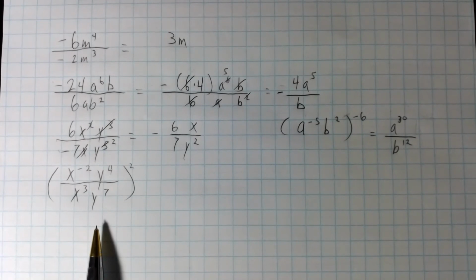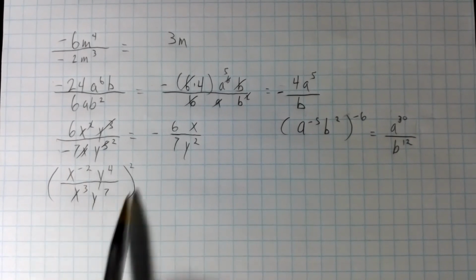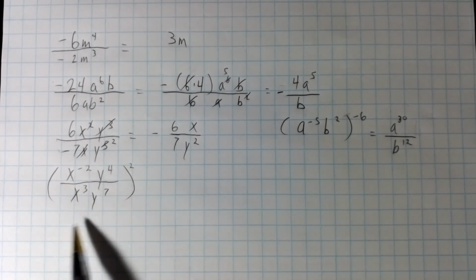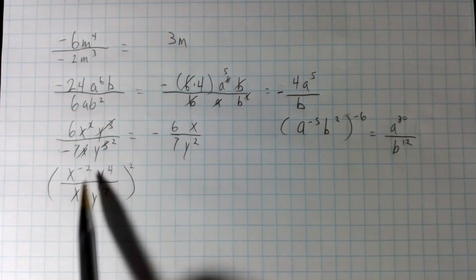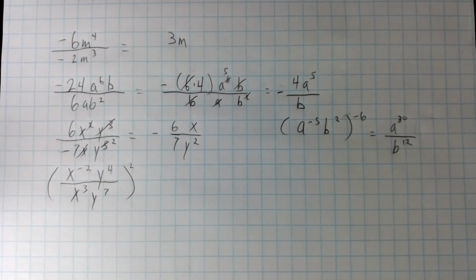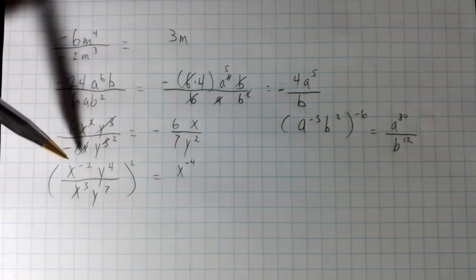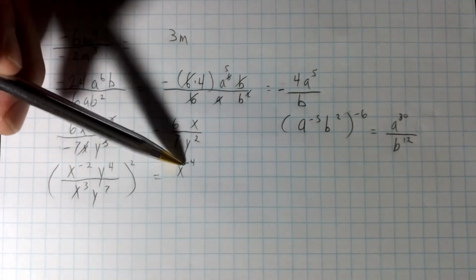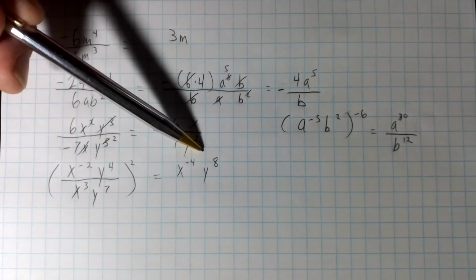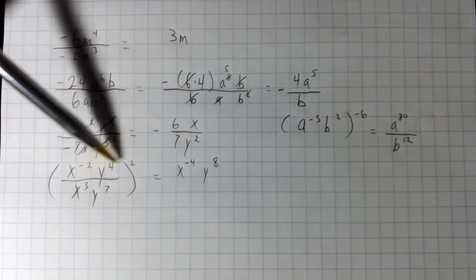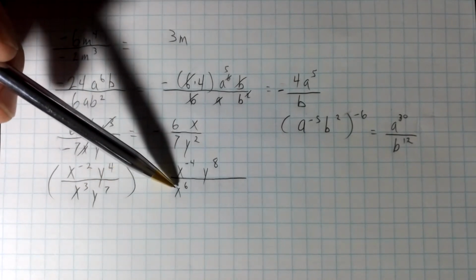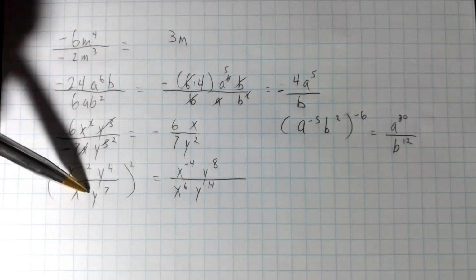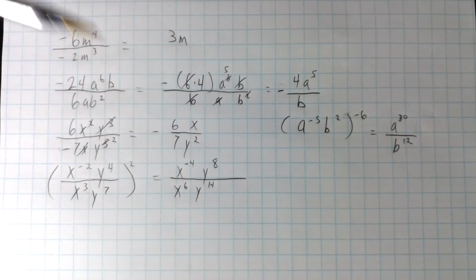Okay, here's a fun one. We have an entire fraction, all of that squared. Remember, whenever you have a fraction with a power to it, the power is going to apply to both the denominator and the numerator. Multiplying the power by my x to the negative 2, I'm going to get x to the negative 4. And then I should get a y to the 8th. This x to the 3rd is going to become an x to the 6th. And our y to the 7th becomes a y to the 14th.